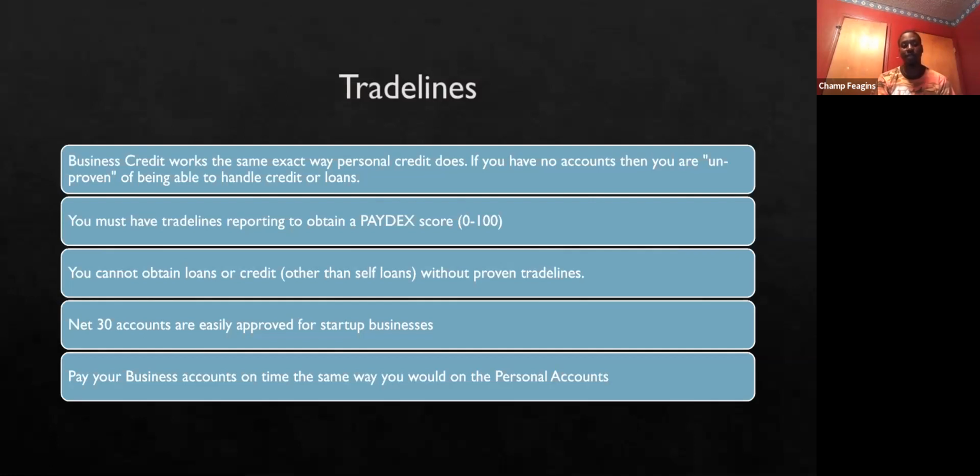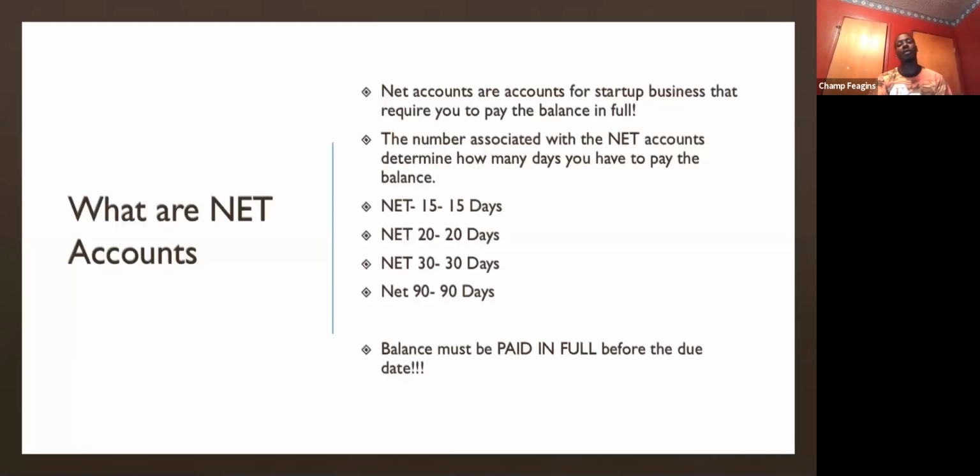Now, before y'all say, well, what's net 30 accounts? We're gonna get into that. Okay, so what are net 30 accounts? Net accounts are accounts for startup businesses that require you to pay the balance in full. Okay, this isn't revolving debt. So don't go out there and get a net 15 and spend $700 and you can't pay $700 back in 15 days, right? The number associated with the net accounts determines how many days you have to pay the balance. So for example, a net 15, you got 15 days to pay the account in full. Net 20, 20 days. Net 30, 30 days. Net 90, 90 days, okay? The balance must be paid in full before the due date.